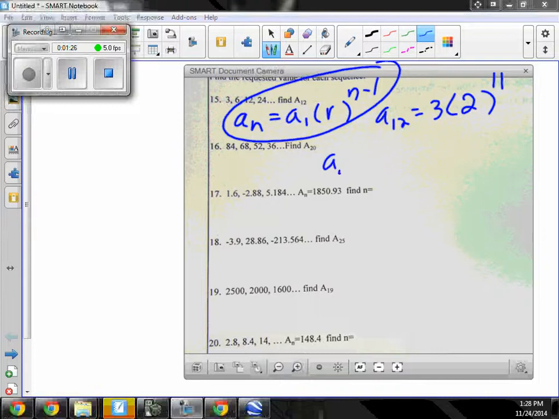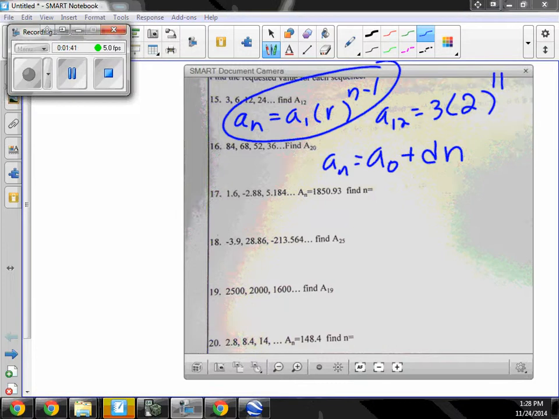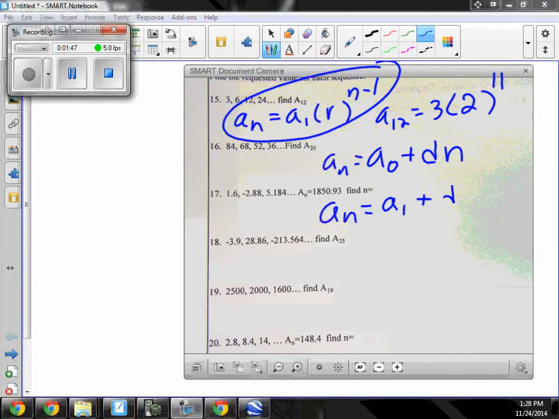A sub n equals... we came up with two. One of them is a sub 0 plus d times n. But we don't like that formula because you have to backtrack and find a sub 0. So if I rewrite the formula and I put a sub 1 here, how does that change the formula? We multiply d by n minus 1.